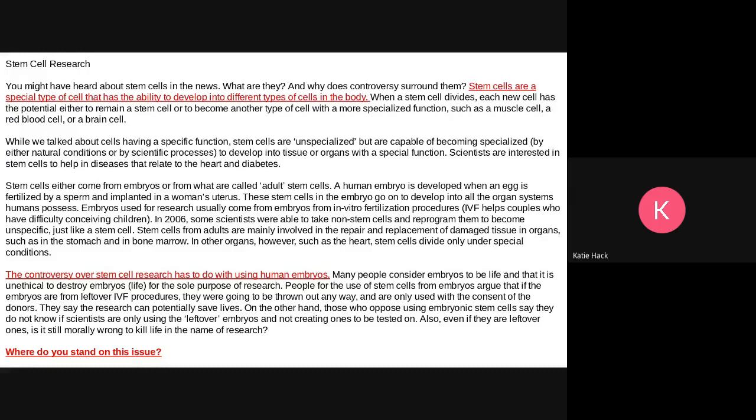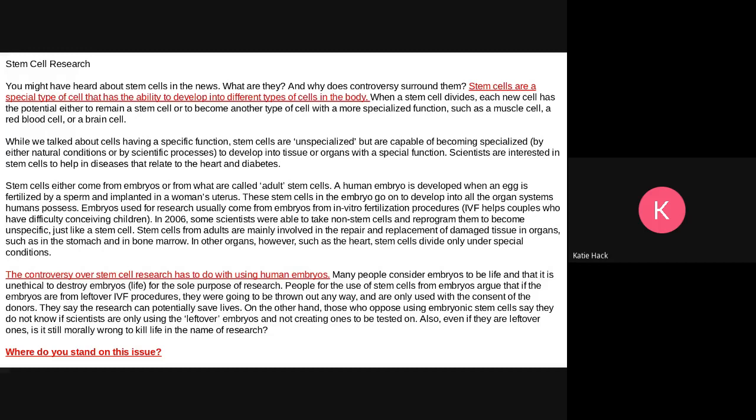So the controversy is that these embryos are going to become people, and so it's unethical to destroy embryos just for the purpose of research. Now, people for the use of stem cells from embryos argue that if the embryos are from leftover IVF procedures, they're going to be thrown out anyway. So why not use them to further science? Because they would never have become a person in the first place.